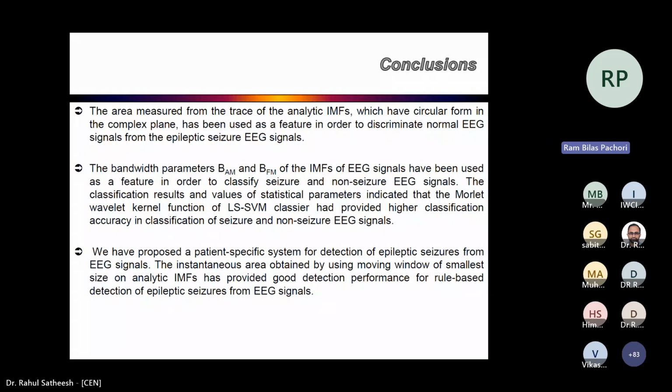And we have seen Morlet wavelet kernel function together with LS-SVM has provided better classification performance in the classification of seizure and non-seizure signals. And we have also seen the Paschen space system for detection of epileptic seizures from the EEG signals, and instantaneous area, which is obtained using a moving window of the smallest size of the analytic IMFs, can provide good detection performance for rule-based detection of epileptic seizures from EEG signals.